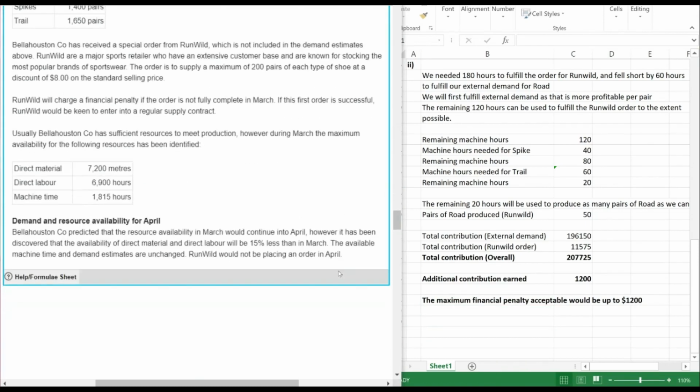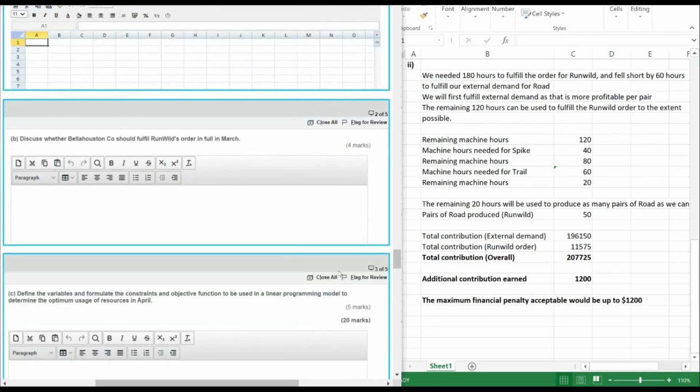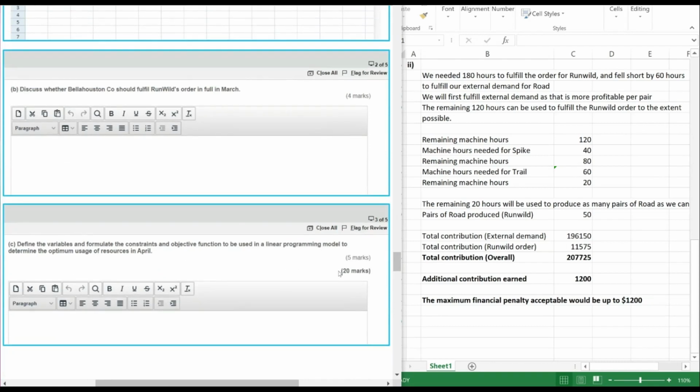Okay. So the calculations typically for this sort of question do take quite a bit of time, but like I said, the next 9 marks will be quite quick because they'll be simpler and more analysis based. So it says, discuss whether Bella Houston should fulfill Runwild's order in full in March. This is a more generic sort of question, that should they fulfill the order or should they break it? What are some of the pros or cons for each? Since it said discuss, we can talk about both sides. For 4 marks, so we need about 4 points. So let's just quickly write them down.